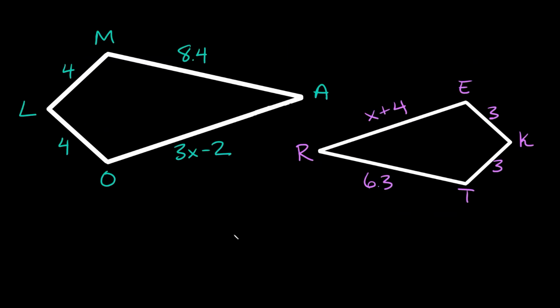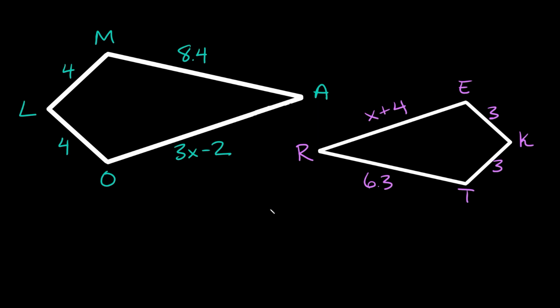Okay, here's the last example. So again, I'm going to tell you that these two shapes are similar. So again, that means all the angles in here are the exact same as all the angles in here. And all the sides are proportional to the corresponding sides over here. Okay, and as you can see, we have two unknown side lengths, right? We have this side from O to A, which is represented by 3x minus 2. And on this one, we have this unknown one, which is x plus 4.